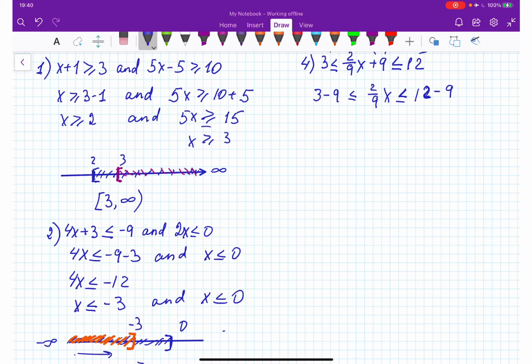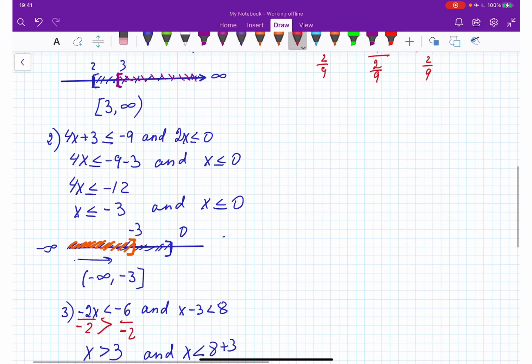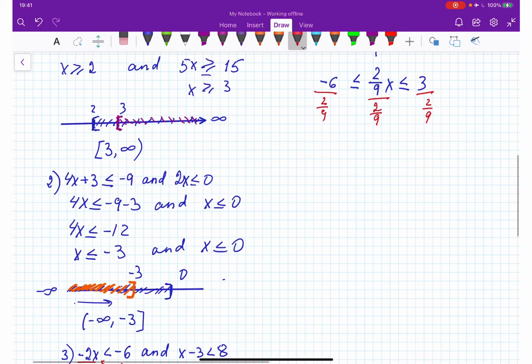Okay, 2 over 9x is between 3 minus 9, which is negative 6, and 12 minus 9, which is 3. Next we have to divide by 2 over 9, yes? Dividing by 2 over 9 means this one also we divide by 2 over 9, and this one also we divide by 2 over 9. So let's see. 2 over 9 is gone with this 2 over 9.